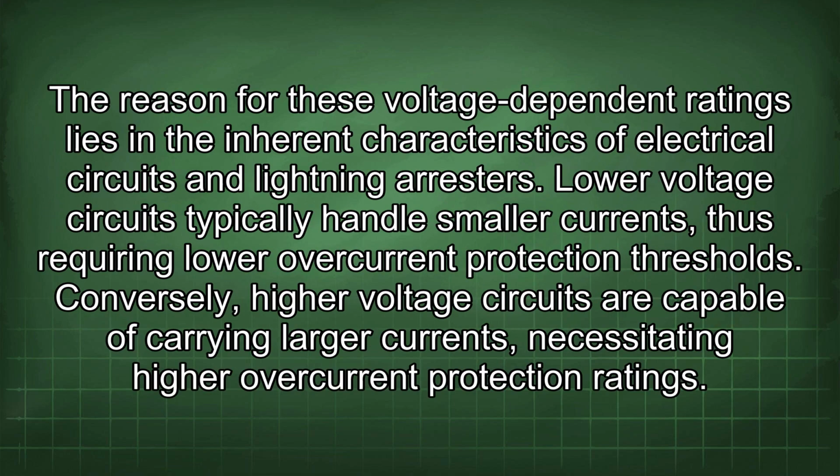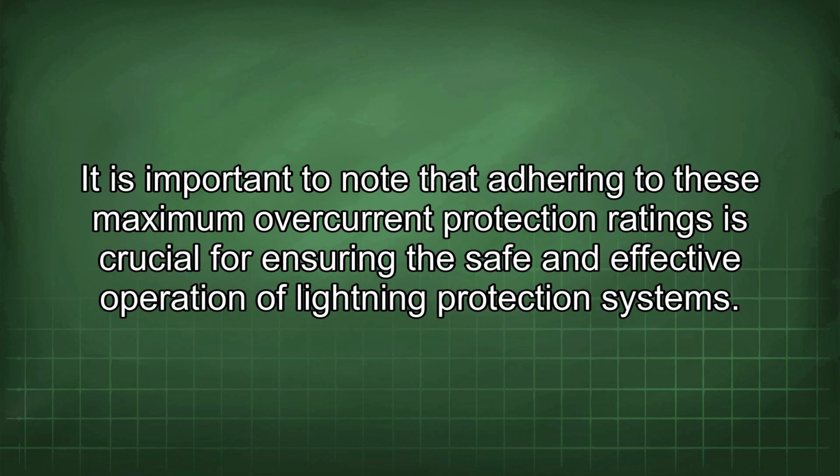The reason for these voltage-dependent ratings lies in the inherent characteristics of electrical circuits and lightning arresters. Lower voltage circuits typically handle smaller currents, thus requiring lower overcurrent protection thresholds. Conversely, higher voltage circuits are capable of carrying larger currents, necessitating higher overcurrent protection ratings. It is important to note that adhering to these maximum overcurrent protection ratings is crucial for ensuring the safe and effective operation of lightning protection systems.